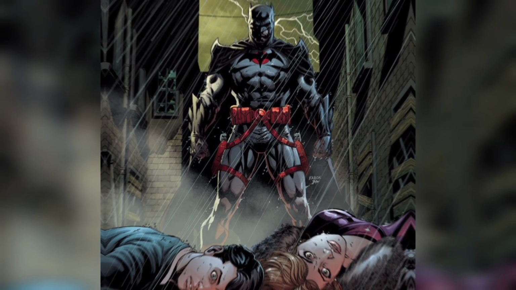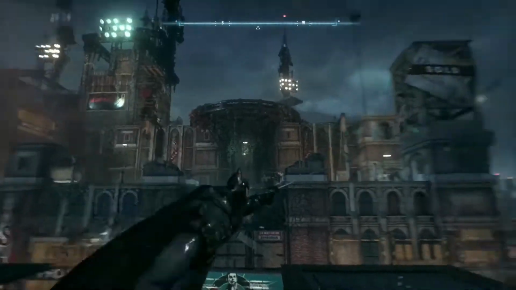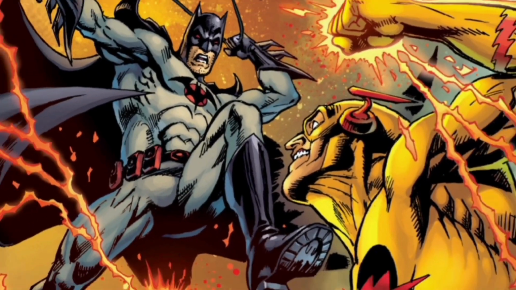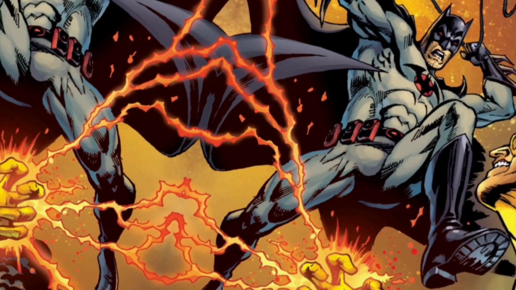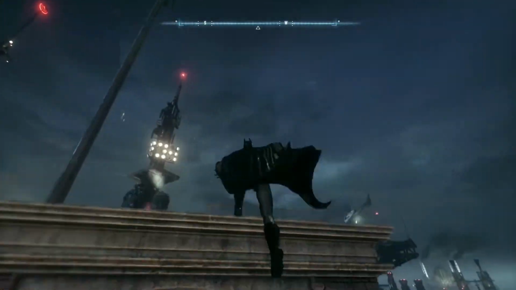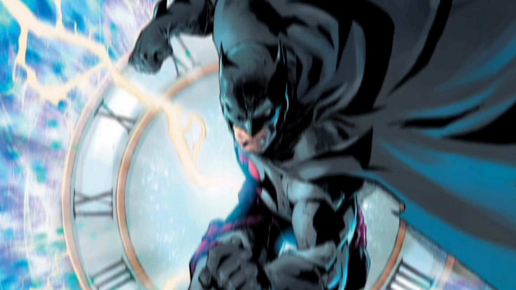Then there's Flashpoint's Thomas Wayne Batman. In the Flashpoint series, an alternate reality is created where Thomas Wayne, Bruce's father, becomes Batman after witnessing the tragic murder of his son. This version of Batman is darker, angrier, and more pragmatic than the original.